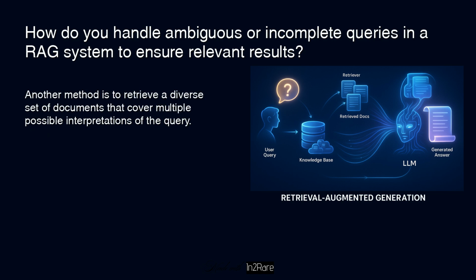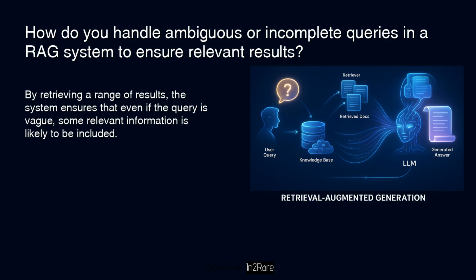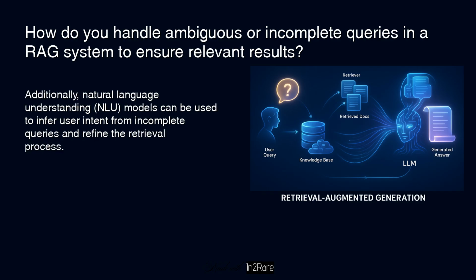Another method is to retrieve a diverse set of documents that cover multiple possible interpretations of the query. By retrieving a range of results, the system ensures that even if the query is vague, some relevant information is likely to be included. Additionally, natural language understanding (NLU) models can be used to infer user intent from incomplete queries and refine the retrieval process.